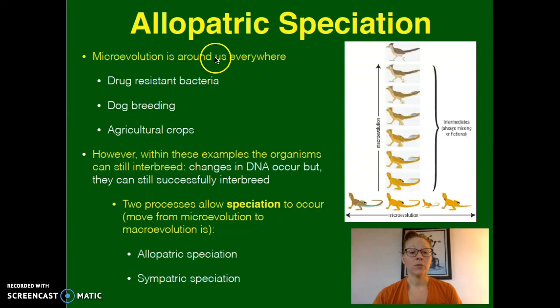And so microevolution is around us everywhere. We see it in drug-resistant bacteria. We've talked about it in dog breeding and in our agricultural crops with our brassicas. However, these examples don't show us the changes, the macroevolution. So what we're going to do is look at a couple of ways that speciation occurs, or this macroevolution. How do we move from microevolution to macroevolution?